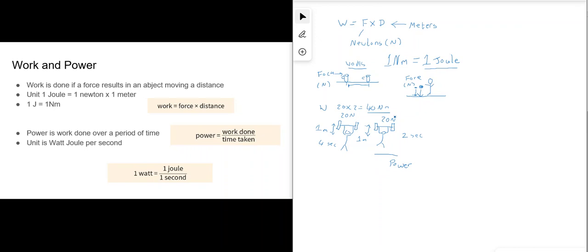Why is there more power? Because he's able to do the same amount of work, 40 newton meters, or 40 joules of work, but in less time. He's able to do it in 2 seconds, whereas this guy takes 4 seconds to do it.